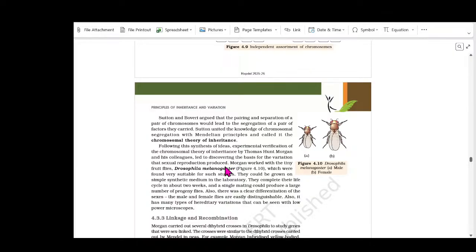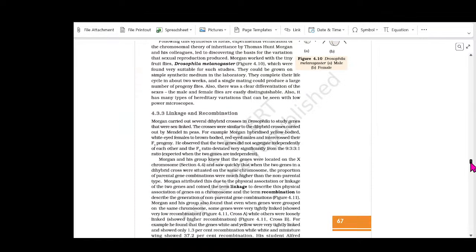Morgan worked with the tiny fruit flies, Drosophila melanogaster, which were found very suitable for such studies. They could be grown on simple synthetic medium in the laboratory. They complete their life cycle in about 2 weeks, and a single mating could produce a large number of progeny flies. Also, there was a clear differentiation of the sexes. The male and the female flies are easily distinguishable. Also, it has many types of hereditary variations that can be seen with low power microscopes as well.